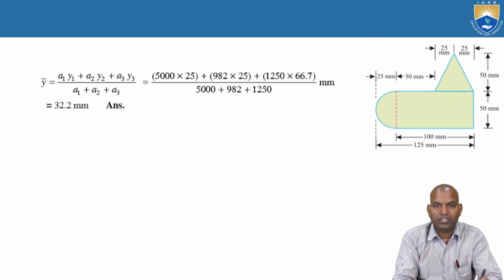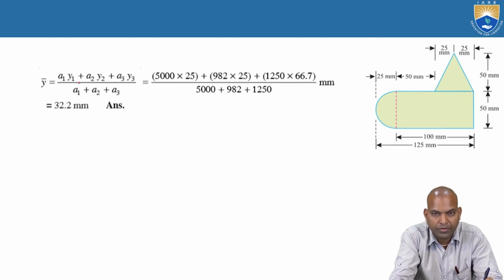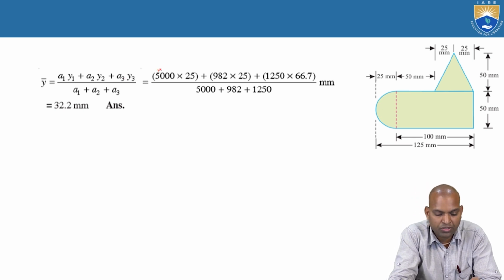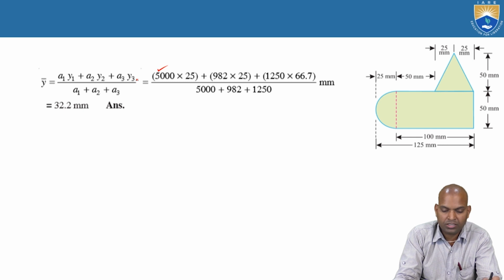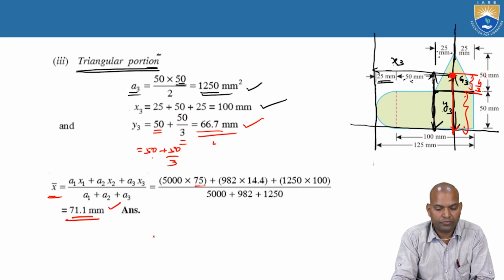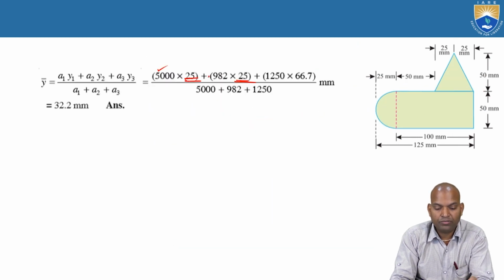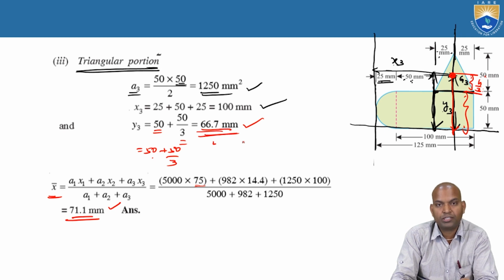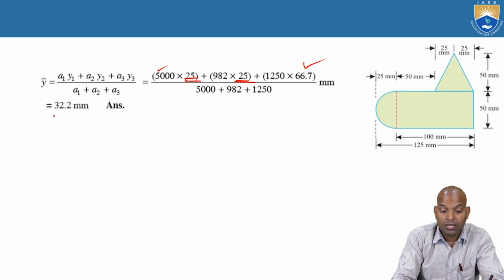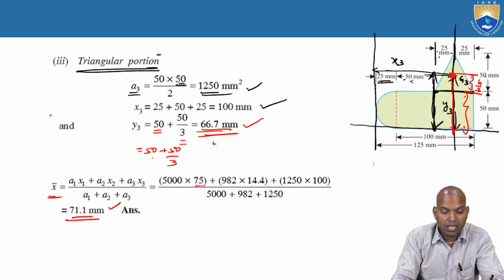Now bar y. What is bar y? The sum of A1 y1, A2 y2, A3 y3 divided by the sum of areas A1, A2, A3. A1 is 5000 square millimeters. Y1, go back here, is 25 millimeters. Y2 is 25 millimeters. What about Y3? That is 66.7 millimeters. Substitute Y3 66.7 millimeters. What about A1, A2, A3?